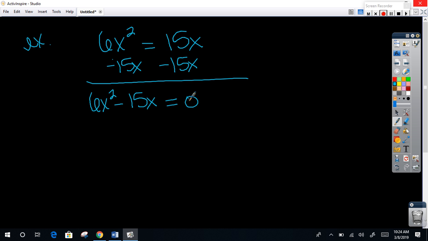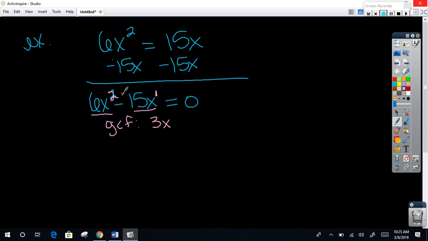Now we'll go through and do everything else that we've been doing. So, first thing I want to do is GCF. Does it have a GCF? What's the GCF of 6x squared and 15x? 3x. Remember, this one's only got one x. This one's got 2, so you can take an x from both of them. Okay?